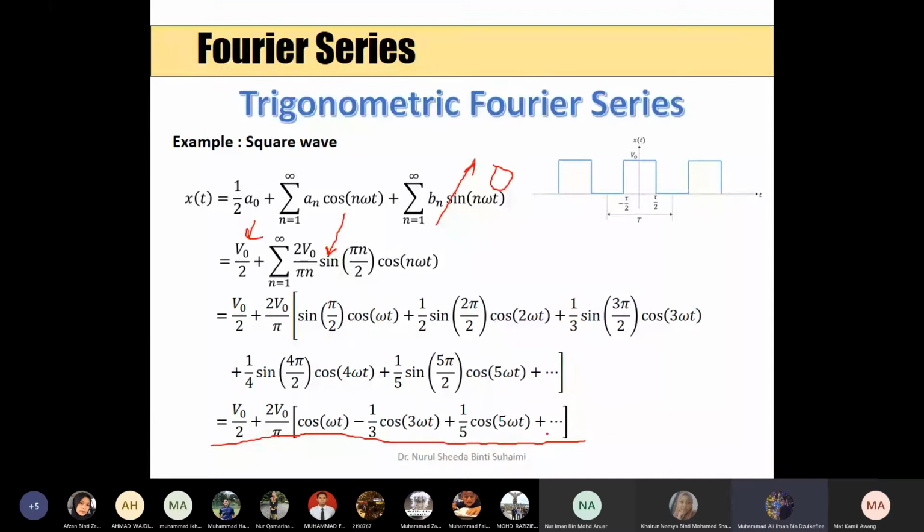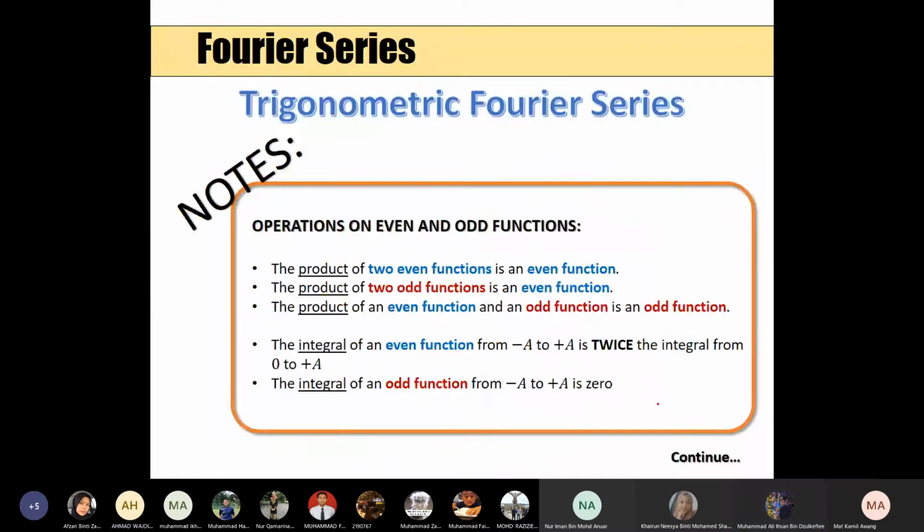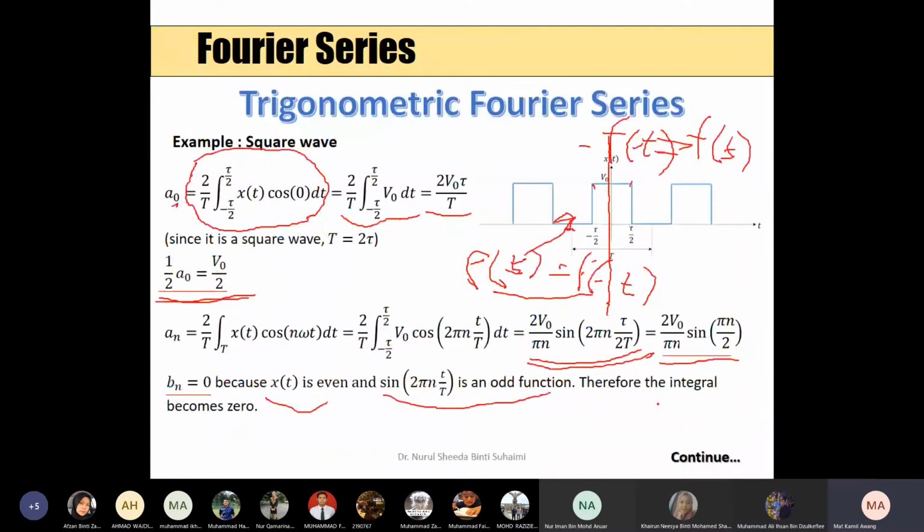So complex, sir. Not that complex if you understand. Sir, once again, why does the Bn sine n omega t become zero? Because it's not odd? No, because it's an odd function. Even function multiplied by odd becomes odd. So the integration of an odd function is 0.